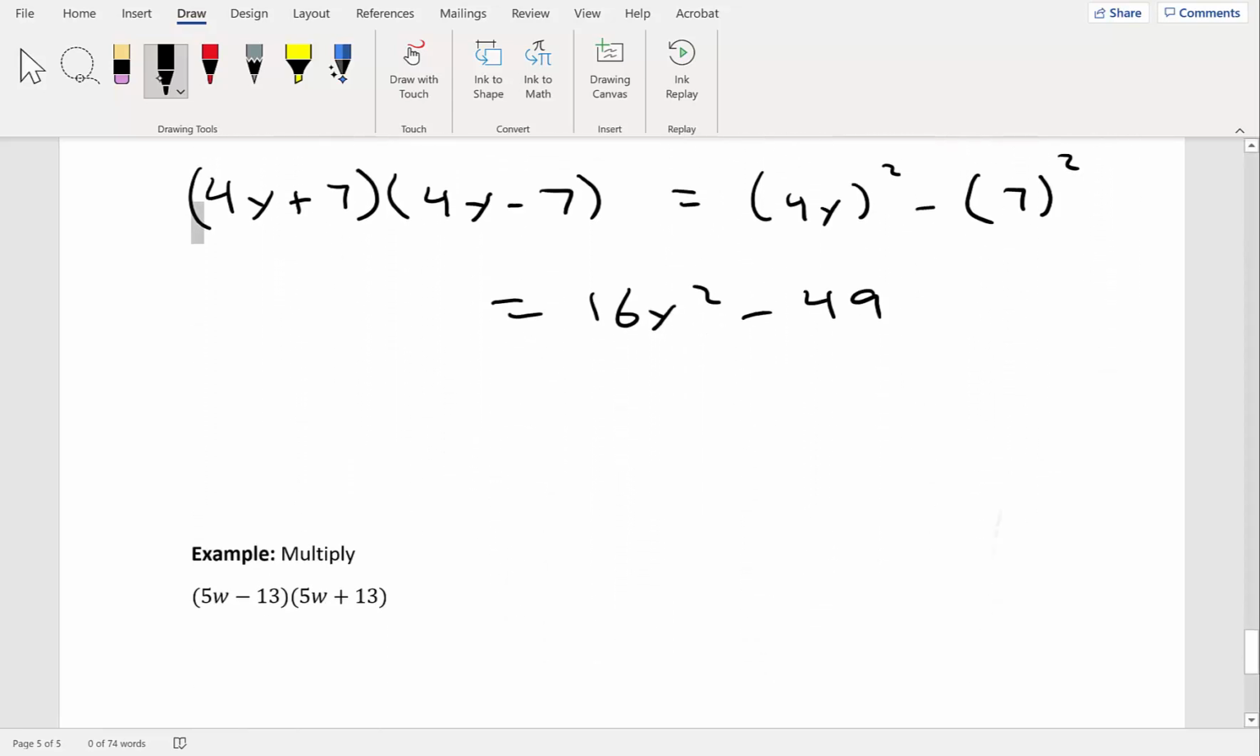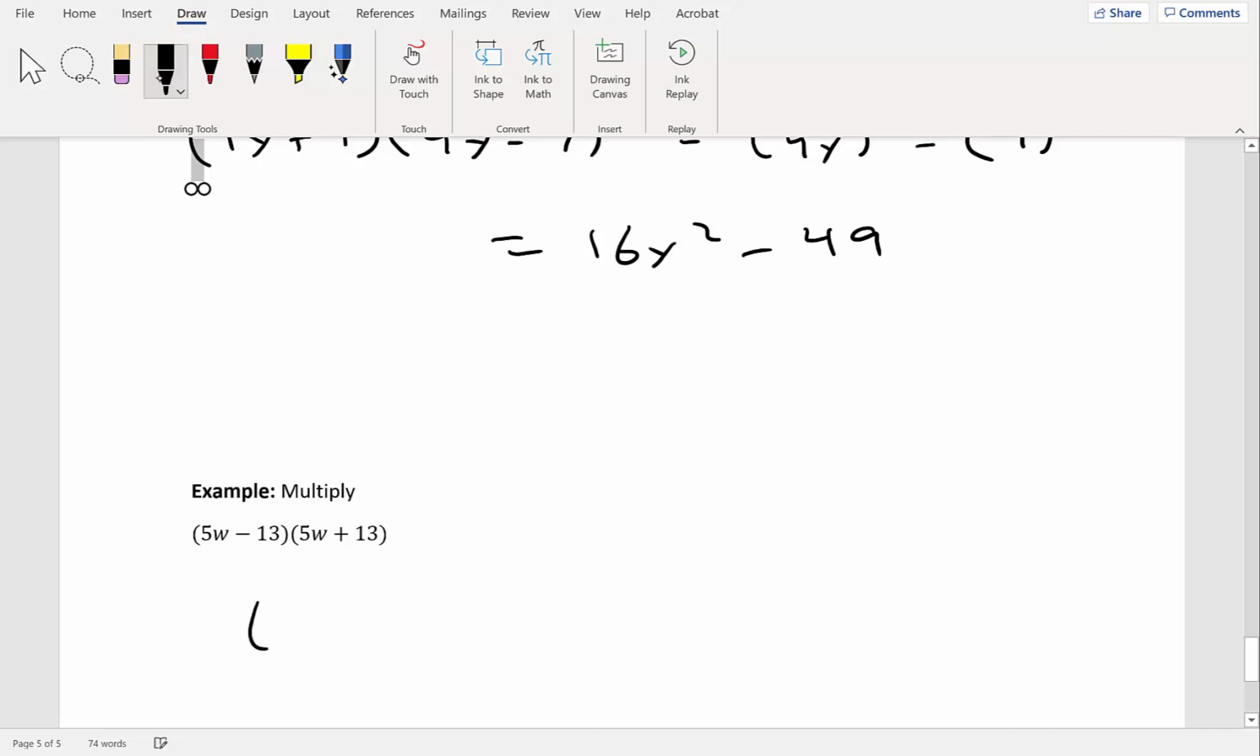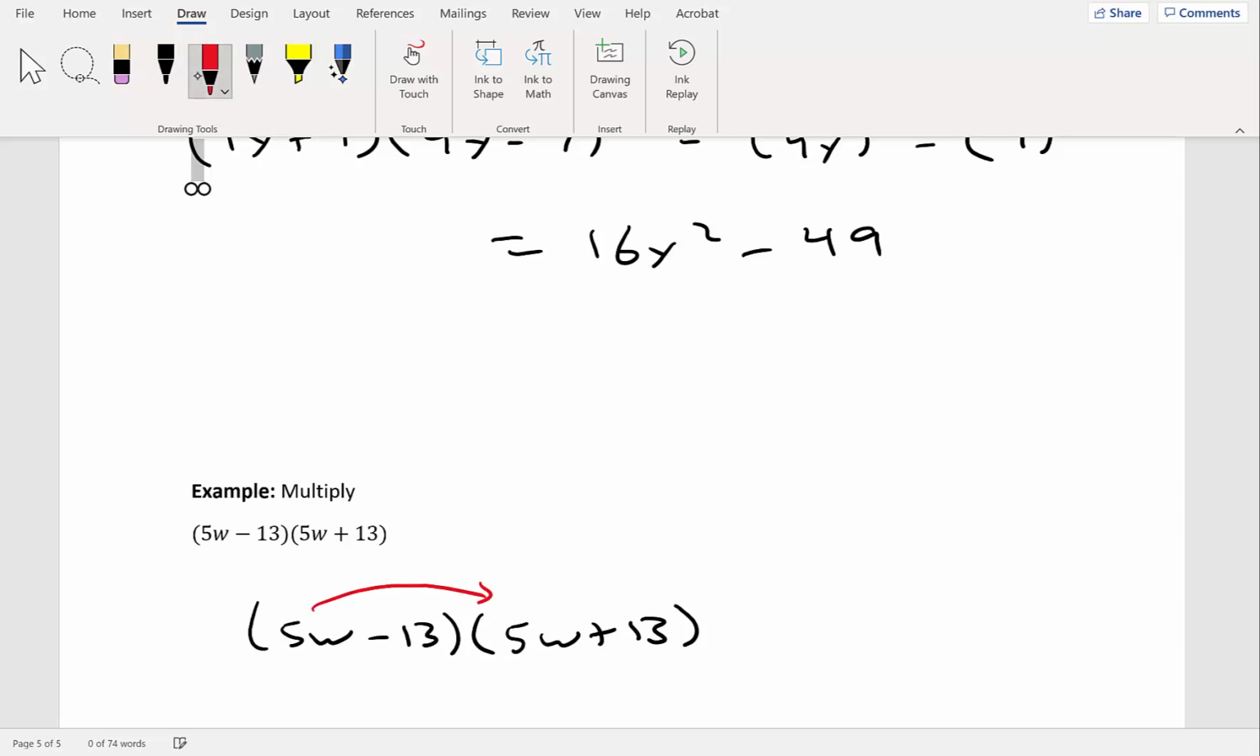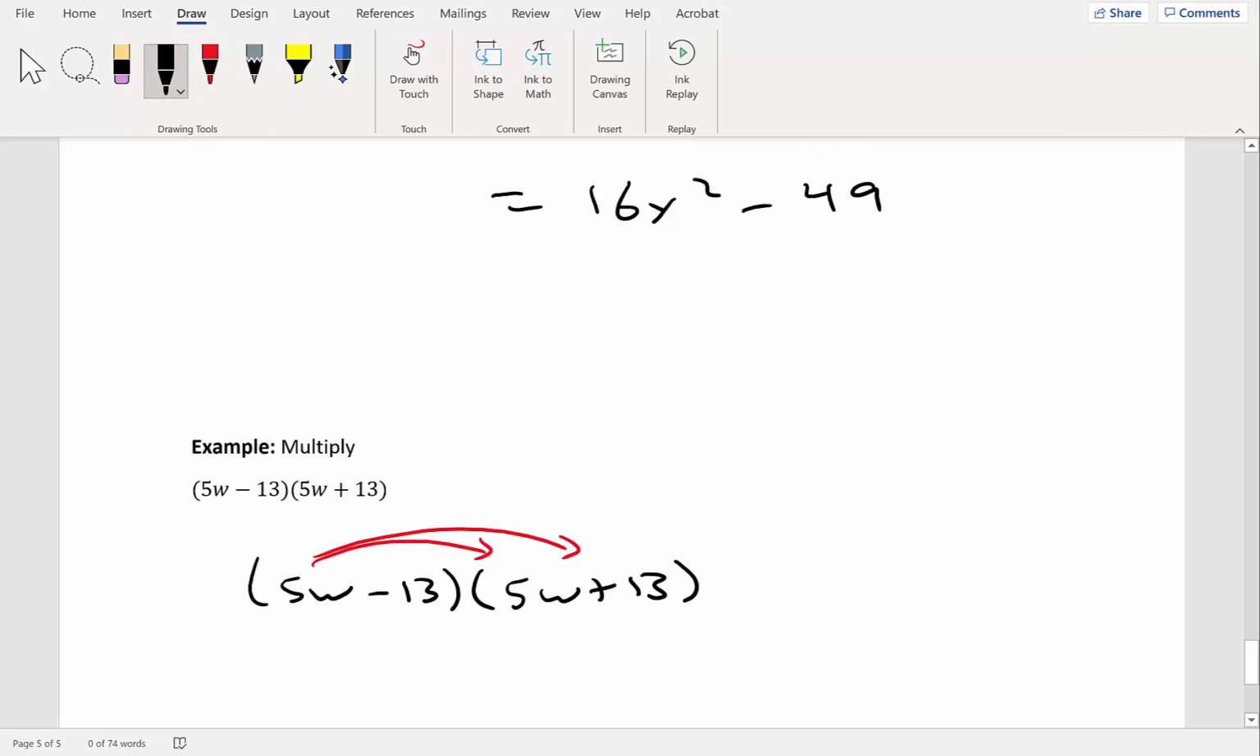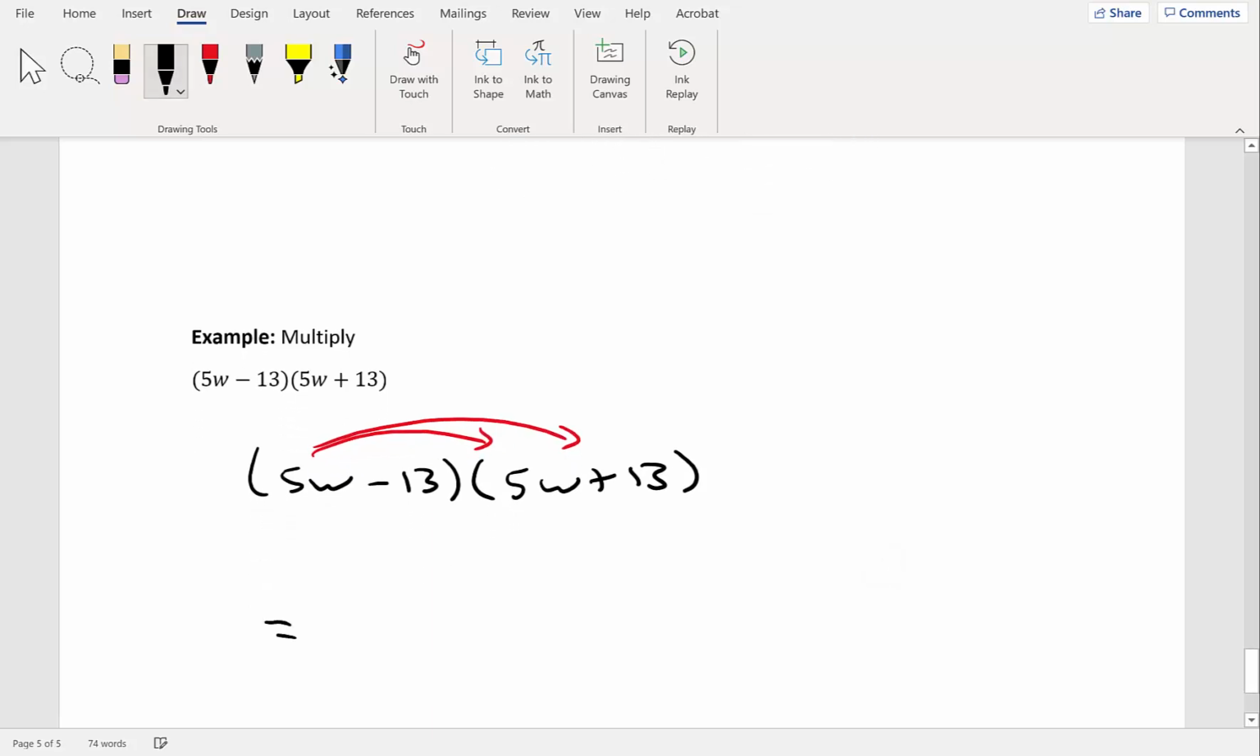Let's take a look at one more problem. So we have 5w minus 13 times 5w plus 13. Notice again how it's almost the same binomial, but it's just the sign that's different. So let's go ahead and distribute out this 5w. Instead of using the formula, let's use the method that we've seen so far in this section, the method that's like our go-to method. 5w times 5w, this gives me 25w squared. 5w times 13, this gives me 65w.